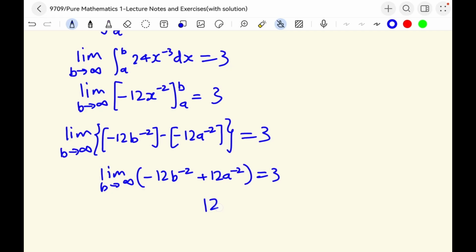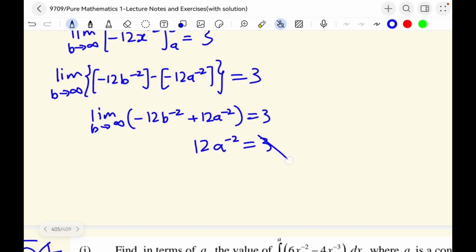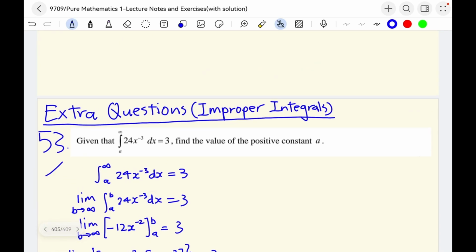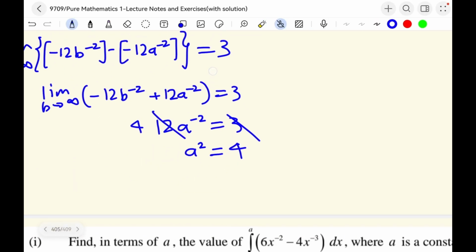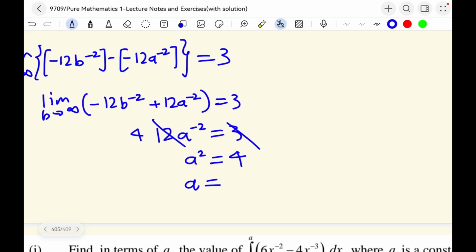So now you have 12a to the power of negative 2 equal to 3, and solve for a. For the right-hand side, you get 4. That means a squared is equal to 4. But what's the condition of the question? a must be a positive constant. Solving a squared equals 4, you get 2 or negative 2, but in this case we take the positive answer, which is a equals 2.